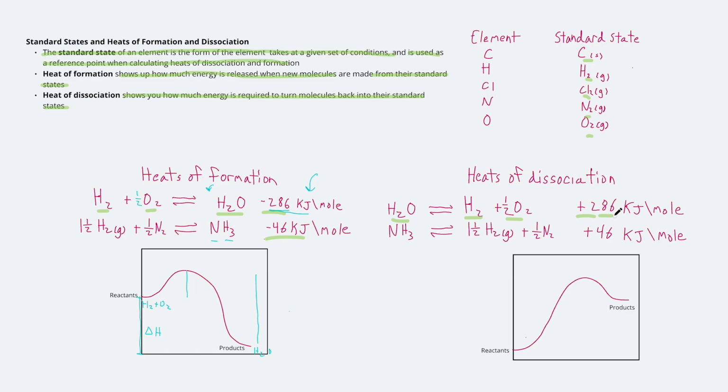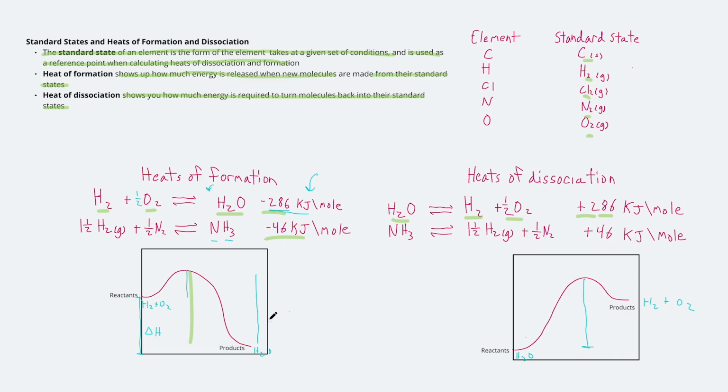So the reactants for the heat of dissociation of water this time would be H2O, and then the products would be H2 plus O2. The amount of energy that would be required to break the bonds in water is exactly equal to the amount of energy that was released whenever we formed water on the first graph.